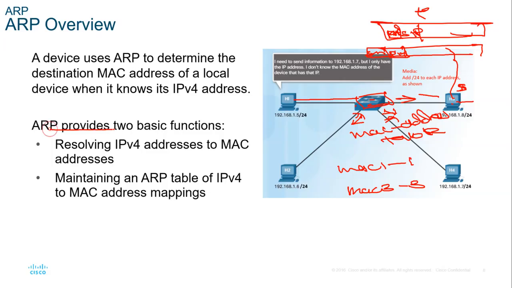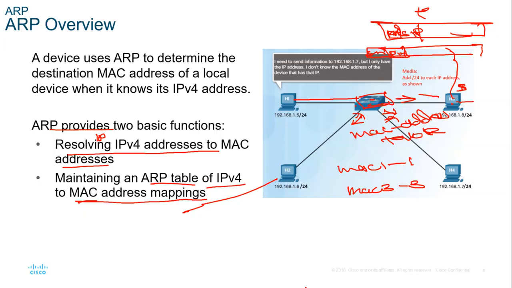So ARP provides two basic functions: resolving IPv4 addresses to MAC addresses, meaning the IP address is known but the MAC address is not known, and maintaining an ARP table of IPv4 to MAC address mappings. This table is always at the end device, because a switch cannot capture the IP address and the MAC address together.